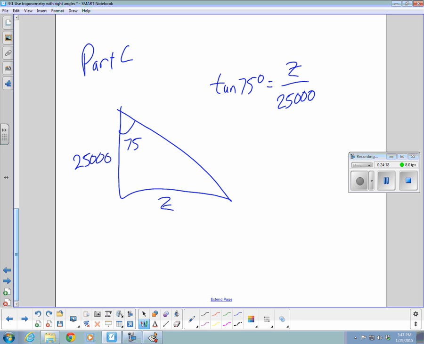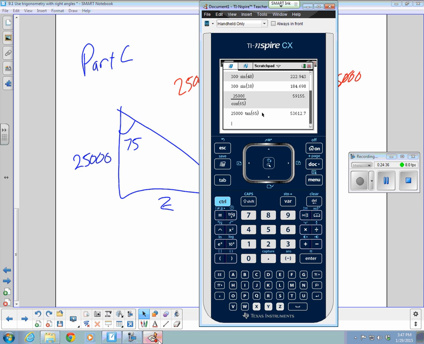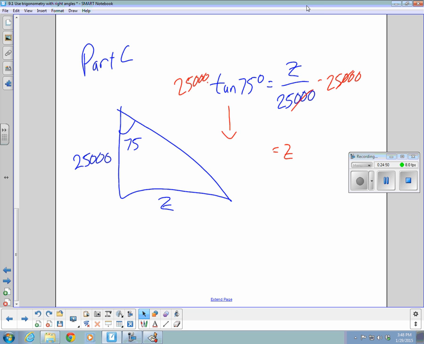Over 2,500, or geez, 25,000. Multiply both sides by 25,000. These cancel, and I'm left with Z is equal to this. Okay, so let's type this in the calculator to figure out what that is. So 25,000 times tangent, but I want 75. All right, hit enter. All right, so I got 93301.3. So that's the distance.